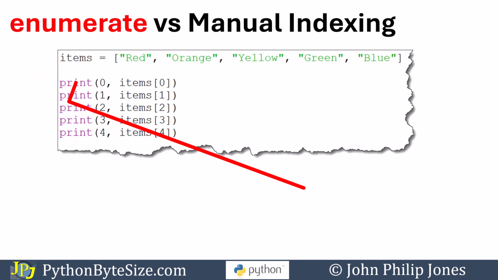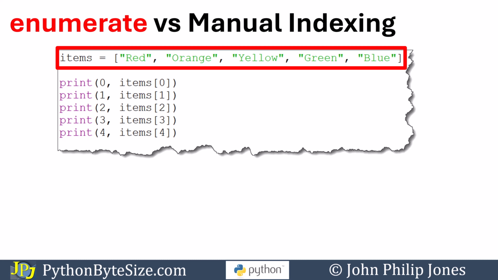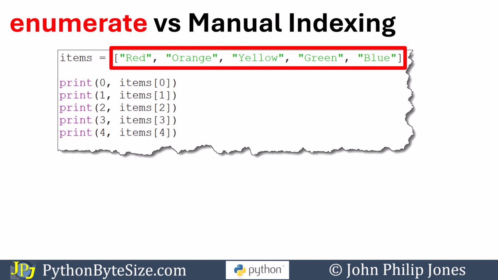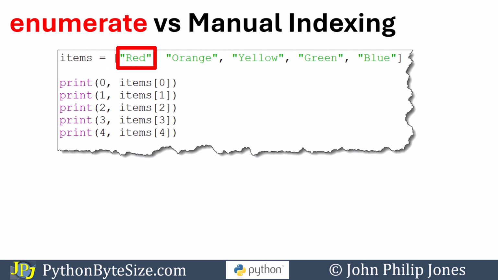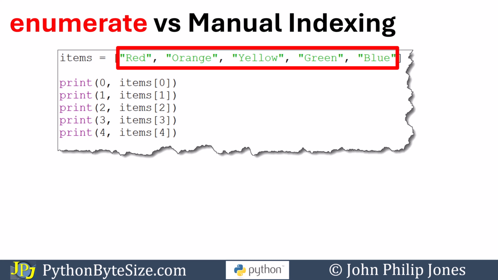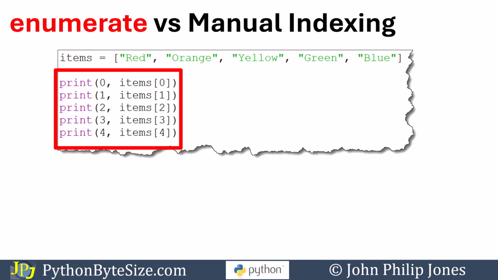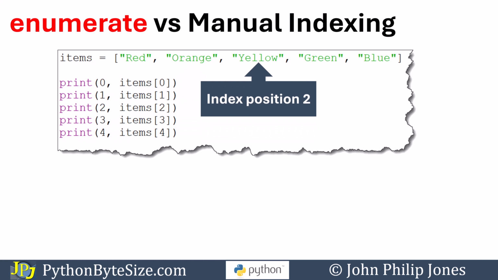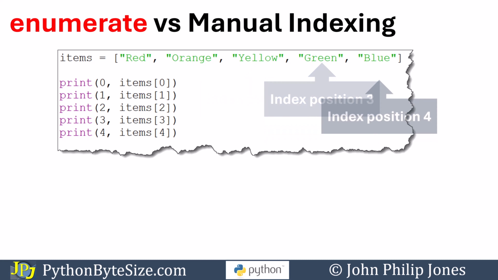We have a list that I've referred to as items, and within the list you can see we have 5 strings. The colours red, orange, yellow, green and blue. And here we have 5 print statements. Each of the items in the list called items has an index position, and we can see that index position is 0, 1, 2, 3 and 4.